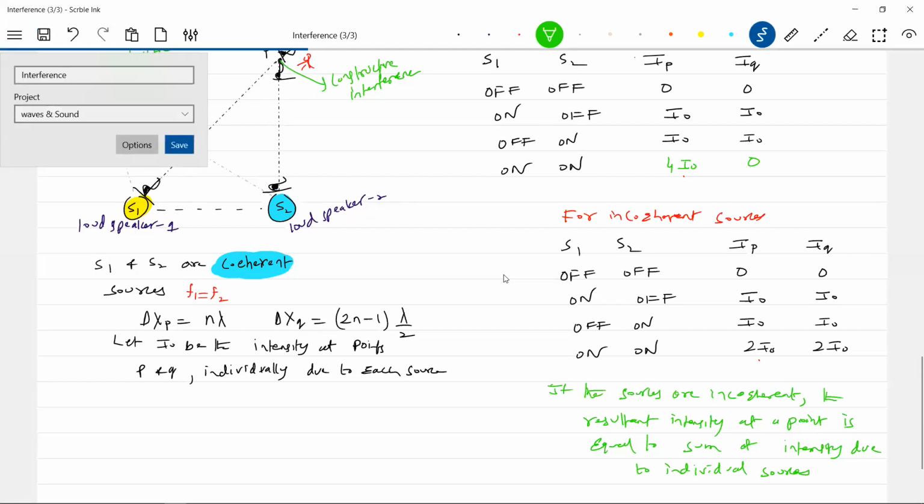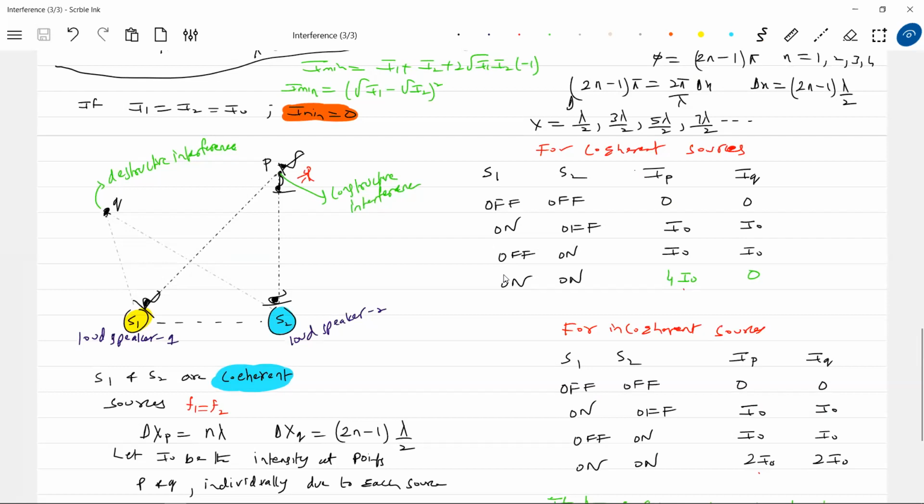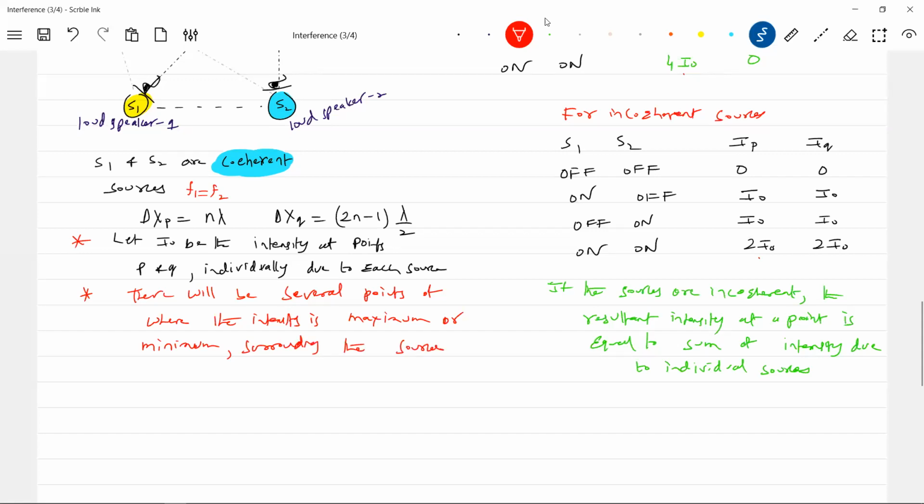This is about the interference phenomena, which is what we are supposed to learn here. Let's discuss that. How many constructive interference points? N number. How many destructive ones? Like that, there will be several points surrounding the point sources. We'll write this regarding the diagram. There will be several points where the intensity is maximum or minimum surrounding the sources, not only in a plane but in space.